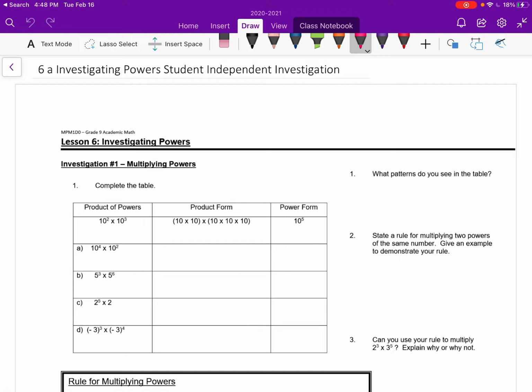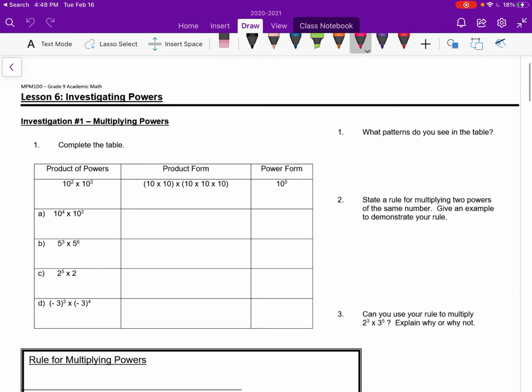Hi class, I'm just going to come in here and take up some of the questions from lesson 6 for you. We're going to do a full actual lesson on this in 6B, but this is just a take up of lesson 6A that you should have done by yourself.